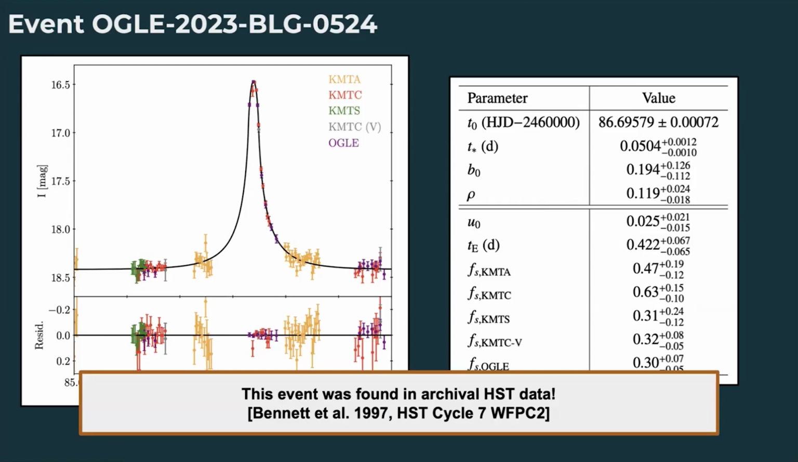So it was found to actually be covered by archival Hubble telescope data from 25 years before this event occurred, which is a record time baseline between a high-resolution image of the location of a microlensing event and when the event happened. So the event was covered in an HST Cycle 7 program led by Dave here in the room, using the WFPC2 camera, Wide Field Planetary Camera 2 on HST.